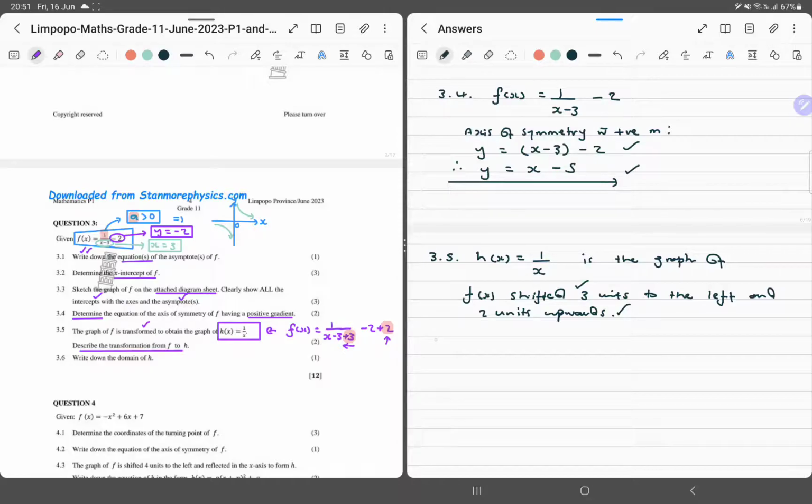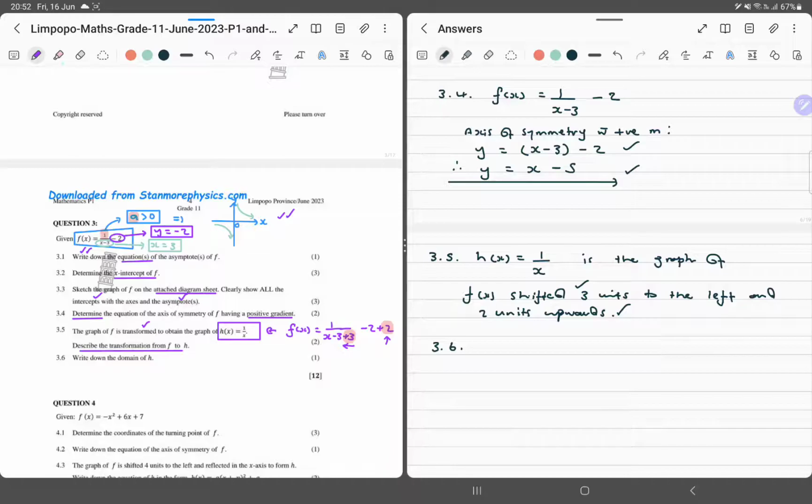Okay, let's do 3.6 and end this pain of this question. It says now write down the domain of h. Now the domain of h, it means simply this graph is basically this standard graph here. That would be the graph of h essentially.